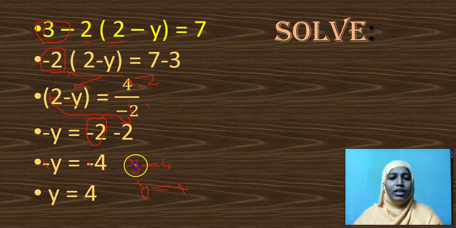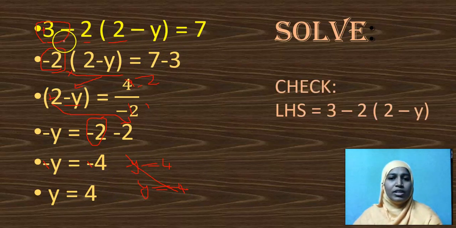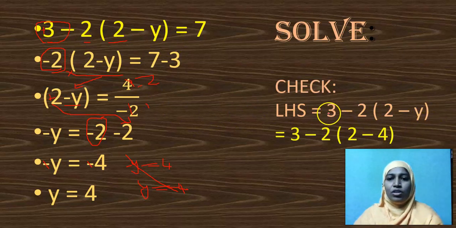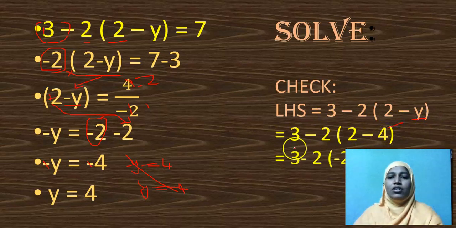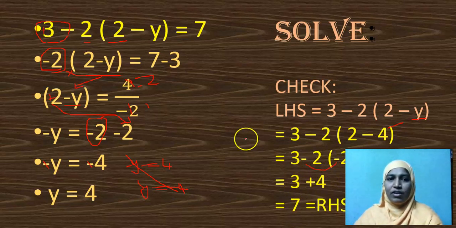Is it clear? Now let us check whether this y is equal to 4 is a solution for this given equation. So let us consider the LHS: 3 minus 2 into (2 minus y). So 3 I have written as such, minus 2, 2 minus, in the place of y I have written 4. All other things as it is. So 3 minus 2 into (2 minus 4 is minus 2). Again minus into minus, plus; 2 into 2, 4. 3 plus 4, 7. That's what is there in the right hand side. So the solution y is equal to 4 is the right answer.